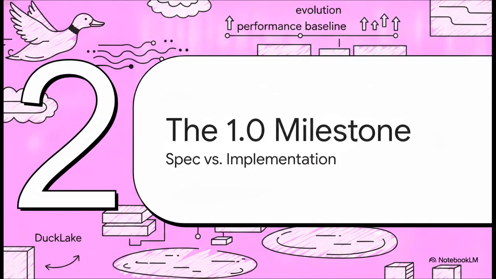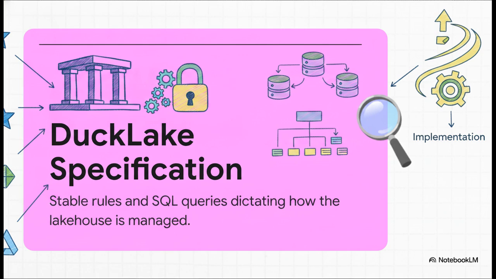Moving on to Section 2, the 1.0 milestone, spec versus implementation. Now, with that massive performance baseline established, what does hitting 1.0 actually signify? Well, the crucial thing to understand here is the hard split between the specification and the implementation.